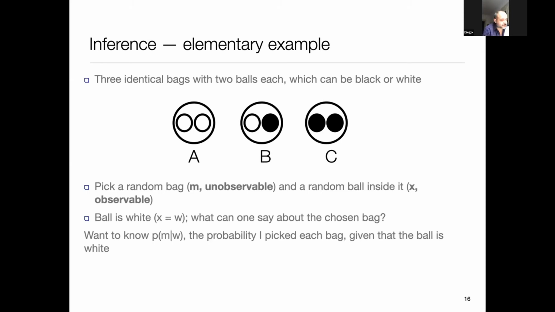So I pick this ball and I see that it's white, okay? So what can I say about the chosen bag? What I want to know is the probability of M given X. So the probability of bag A given that I observed white, and the probability of bag B given that I observed white. And I also want the probability of bag C given that the observation is of a white ball.